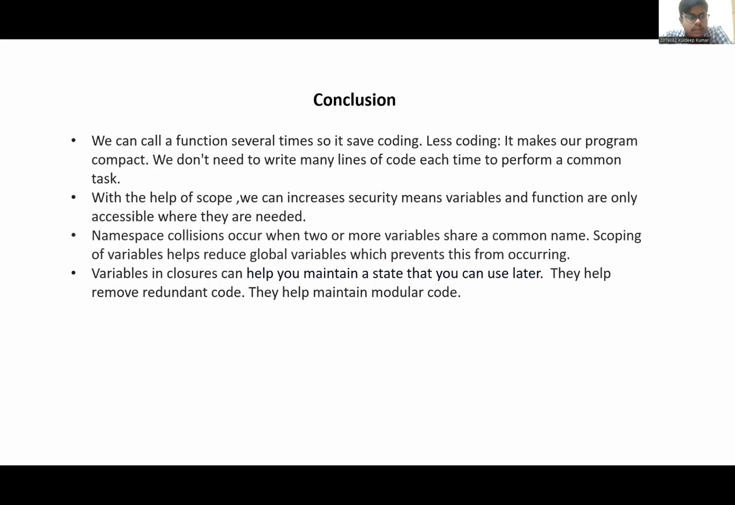So this is the conclusion. We can call a function several times, so it's reusable coding. We don't need to write many lines of code each time to perform a common task. With the help of scope, we can increase security. And closures can help you maintain a state that you can use later.